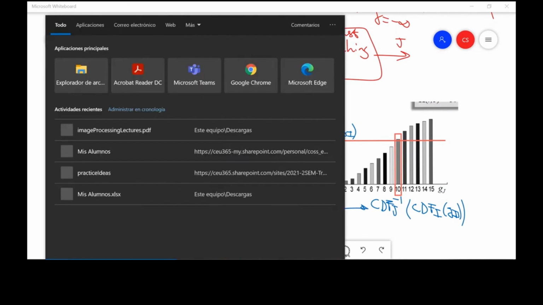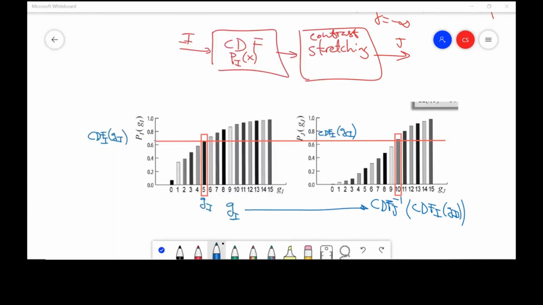So the lookup table is this one. I'm transforming this gray value into this other gray value. You see? No?